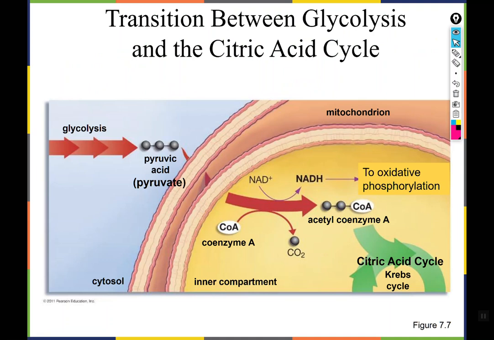Okay, so to transition between glycolysis and the citric acid cycle. As we mentioned, glycolysis happens in the cytoplasm, but the business end of aerobic respiration occurs inside of the mitochondria. So what we have to do is look at how the pyruvic acid gets to the mitochondria. So pyruvate, as it's produced, builds up in the cytoplasm, and then it is translocated into the mitochondrion, but not between the membranes. So this right here is the intermembrane space.